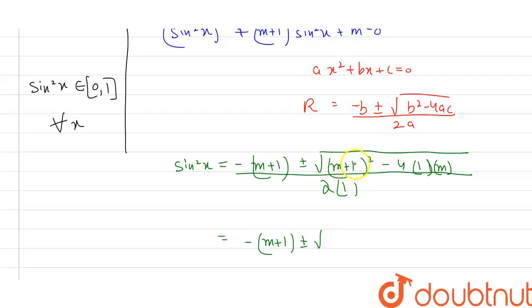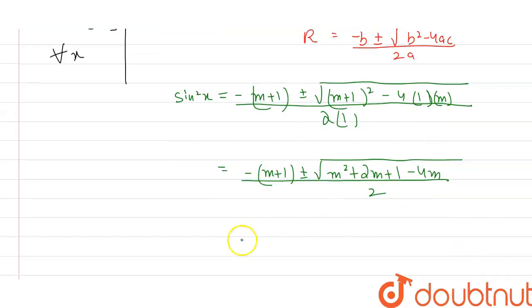So this will become what? This will become m square. Okay, m square plus 2m, right? And this will be what? Plus of 1 and minus of what? 4m. Okay, divided by what? 2. So this will become what now?